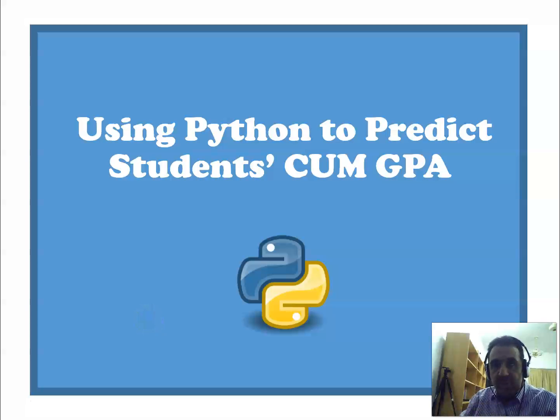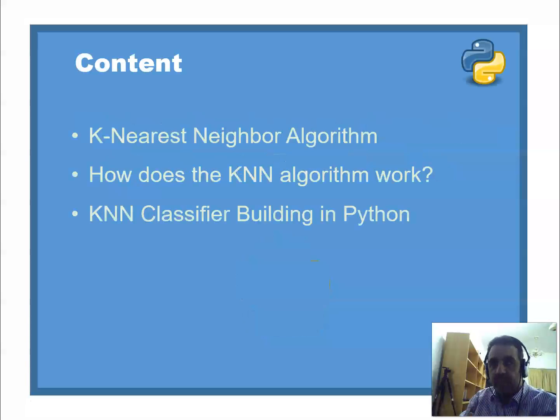Welcome to this lesson in which we are going to use Python to predict students' cumulative GPA. Actually, we are trying to use Python to create a prediction program. This is the content of the lesson. We will focus on one of the famous data mining algorithms called k-nearest neighbor, or KNN for short. We will show how the KNN algorithm works, and we will use Python to build a KNN classifier.